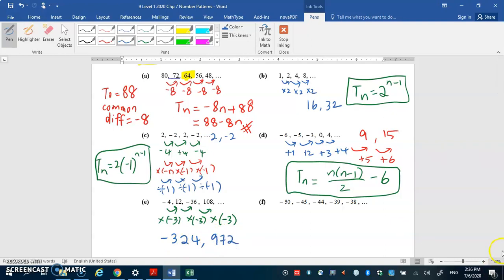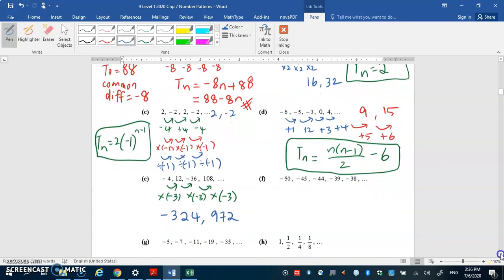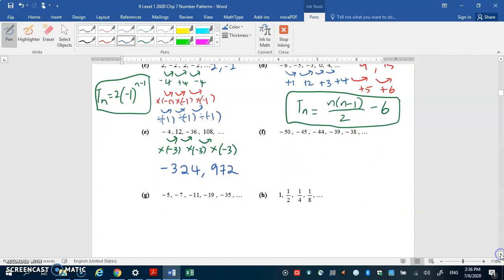Okay, so the nth term for this one is, okay, this one is complicated. The nth term is negative 4 times negative 3 to the power of n minus 1.